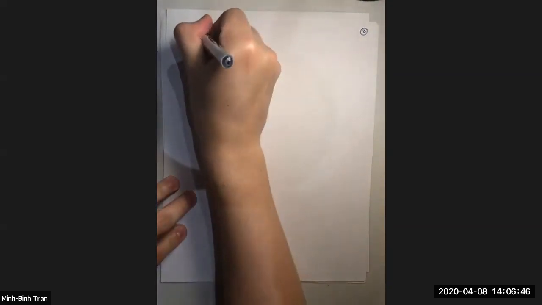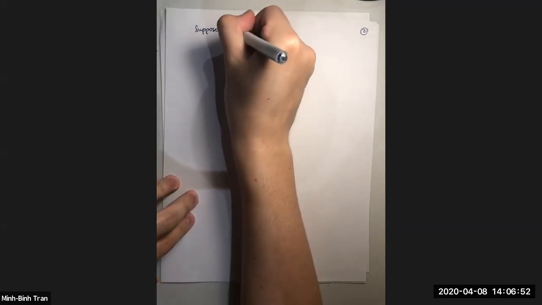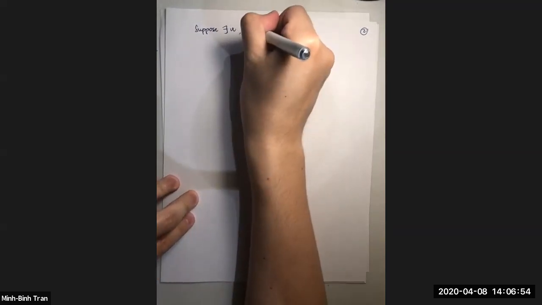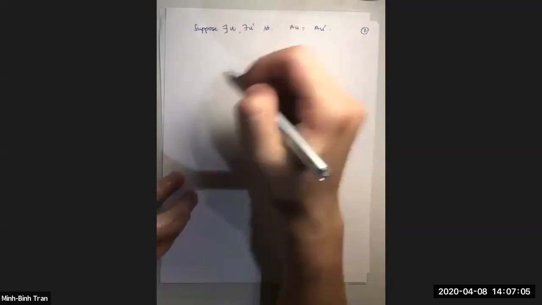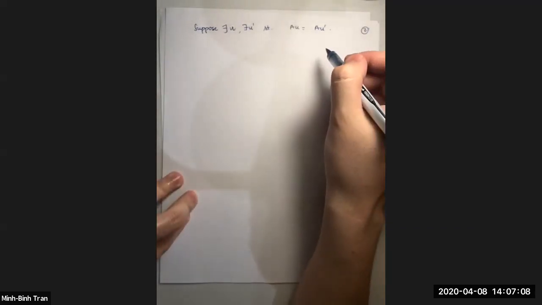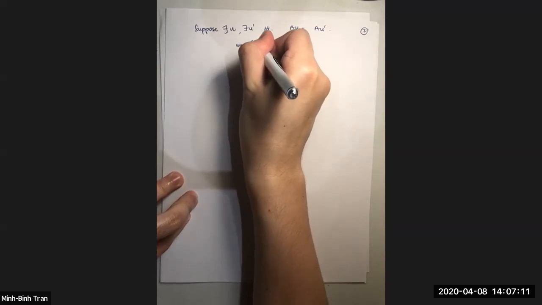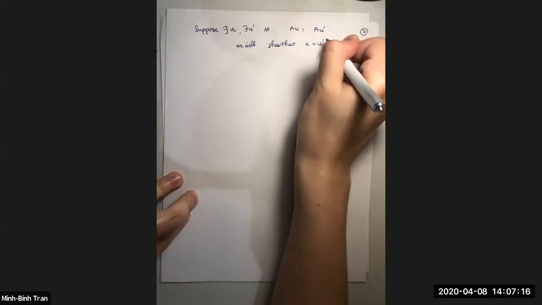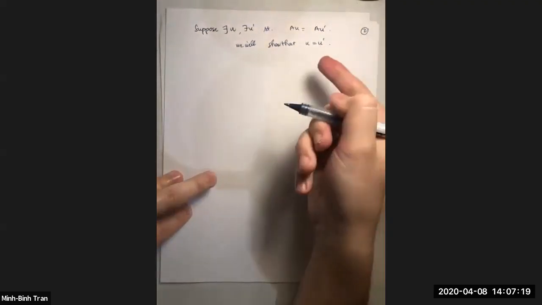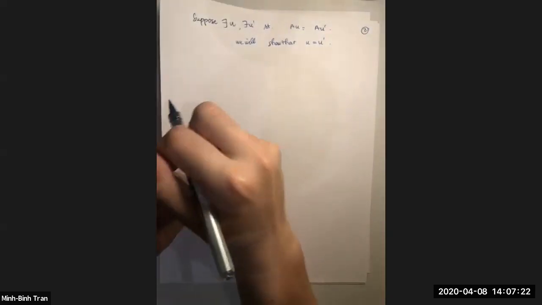So suppose that we have u and also u prime, such that Au is equal to Au prime. We're going to show that u is equal to u prime. To see this, we have to go back to what?